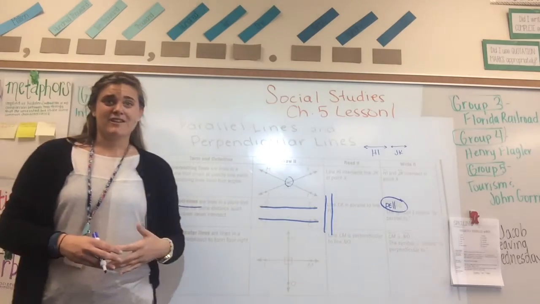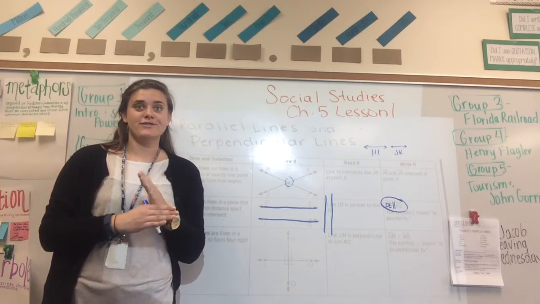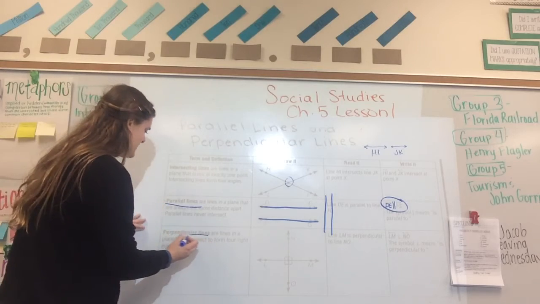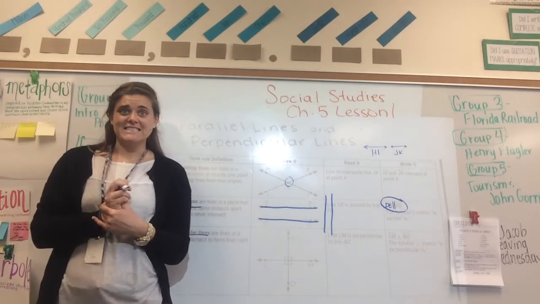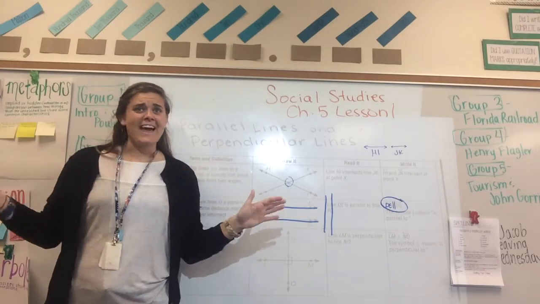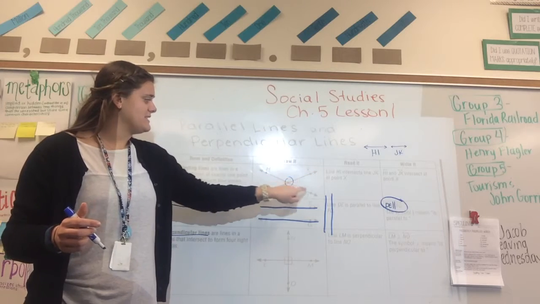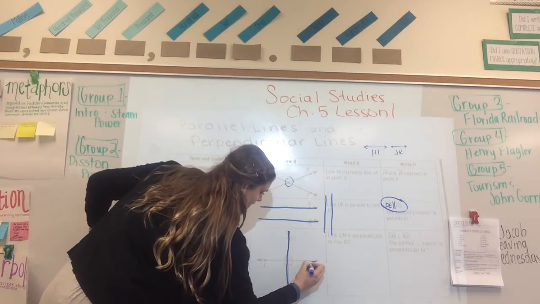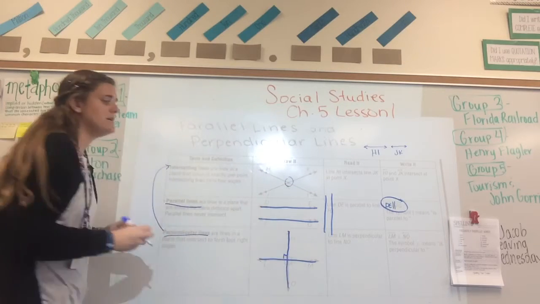Now, perpendicular lines are where lines intersect, but they form perfect right angles. That's really important to understand what perpendicular lines are and how they're different from intersecting lines. Intersecting lines don't have right angles. Okay, if you look at these, this one is obtuse, this one is acute. Now this one, all of these lines have perfect right angles, which are shown with that little square there.